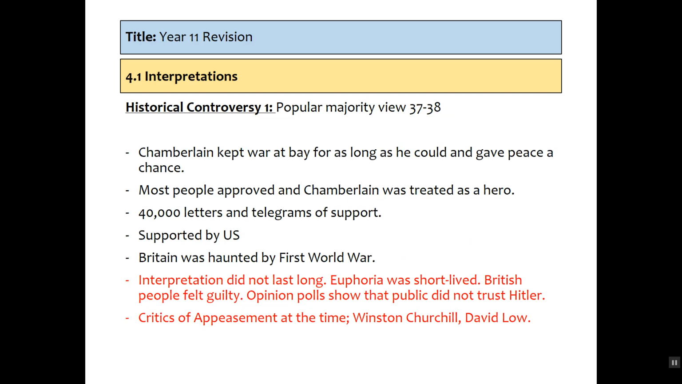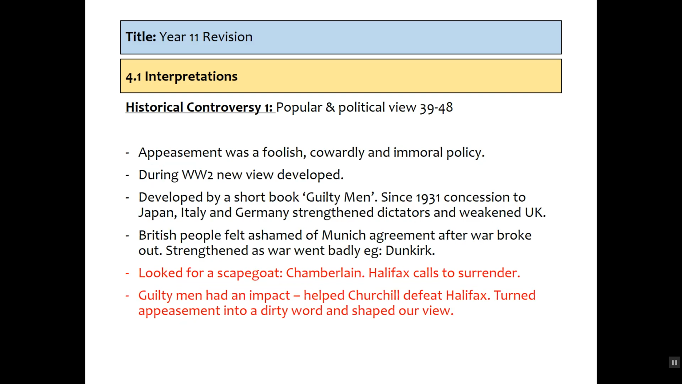So just to recap, we've got the initial view of appeasement, that it was necessary, it had to happen, it gave us a chance. Then we've got the impact of World War II, and as things go bad, it changes our interpretation of appeasement, and we start to hold Chamberlain accountable for causing the outbreak of war. It allowed the dictators, Mussolini, Adolf Hitler, the Japanese emperor, to grow, and it's seen as cowardly and immoral.